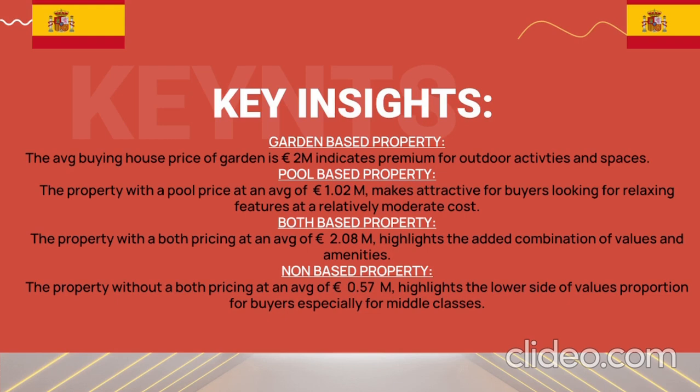So what I found in this insight is that garden-based properties have an average price of 2 million euro, which indicates the premium value for buyers who prioritize outdoor spaces and recreational activities. These are very ideal for luxury buyers or families seeking spacious living. Coming to pool-based property, with an average price of 1.2 million euro, these properties balance affordability with lifestyle features like relaxation and leisure. They are perfect for mid-range buyers looking for cost-effective luxury.